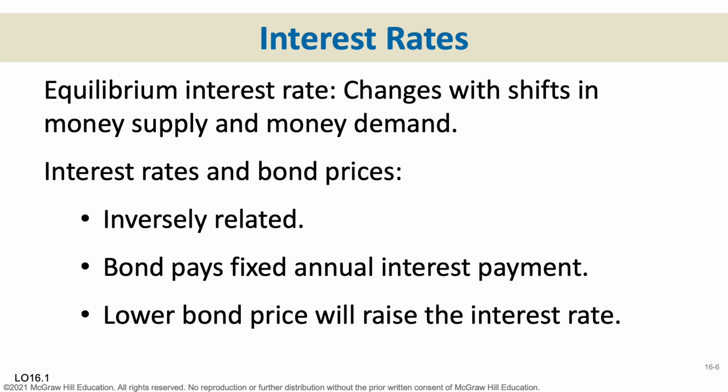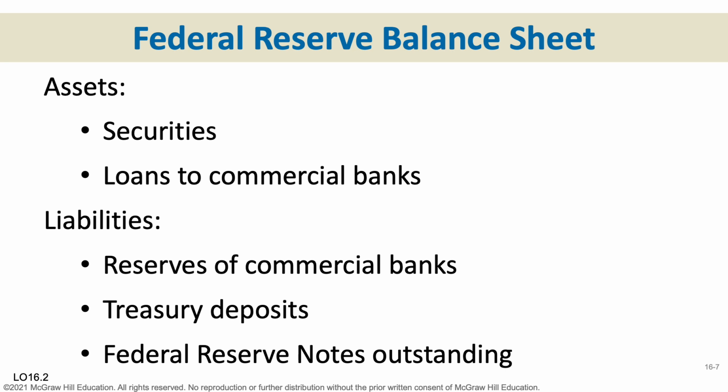Now, the interest rates and bond prices, okay? If we think about bonds that pay a fixed annual interest rate, as the bond price goes up, then the resulting interest rate is going to be lower. As the bond prices go down, then the resulting interest rate is going to be higher. It's just a mathematical formula. So you need to know that bond prices and interest rates are inversely related. As one goes up, the other goes down.